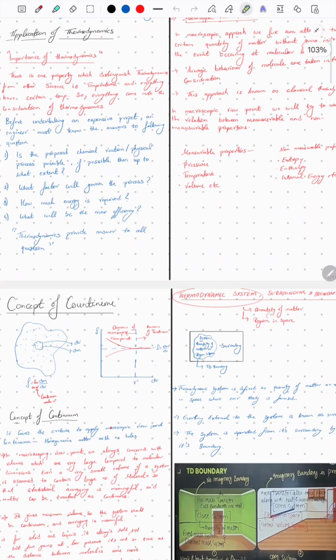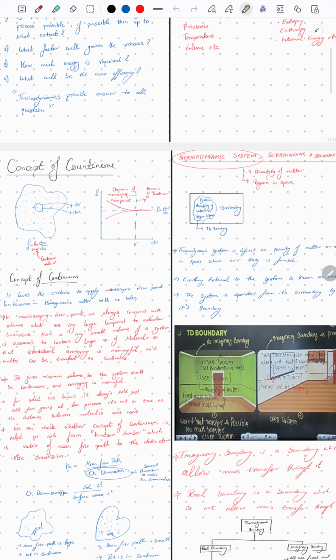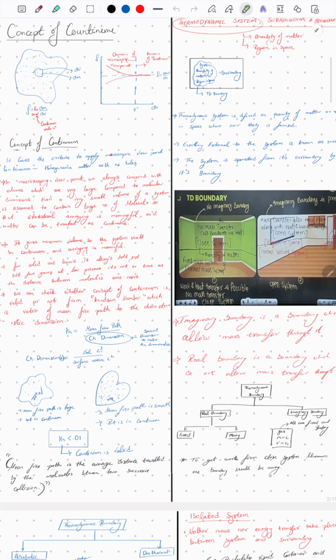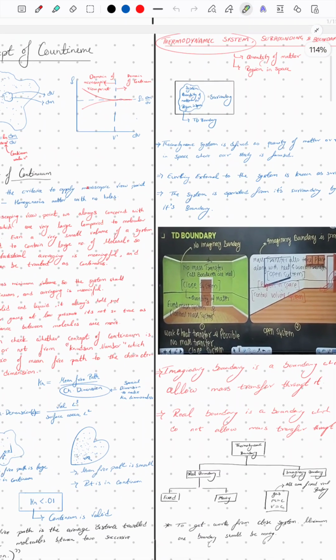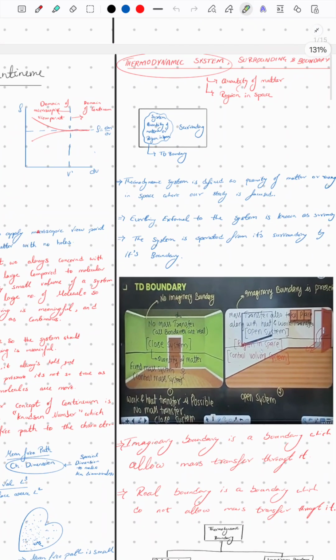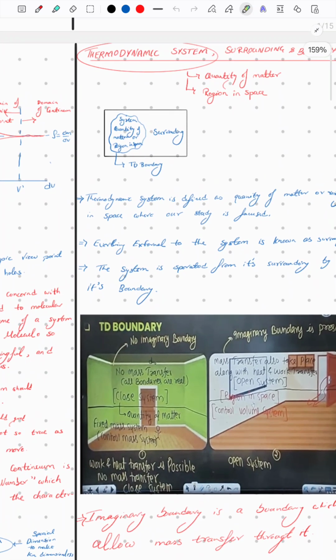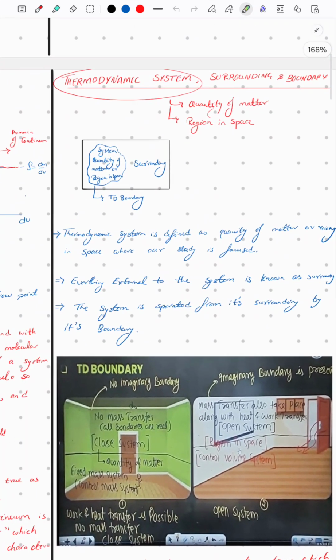the concept of continuum. This is a very important topic, the concept of continuum. You have to understand what the concept of continuum is, how to apply the Knudsen number, and how to test whether the concept of continuum will hold or not. Okay, for low density there is no concept of continuum. For high densities, okay, classical mechanics, classical thermodynamics also we can say.